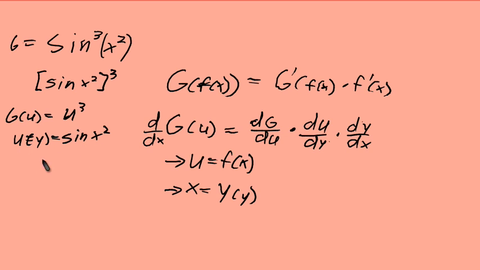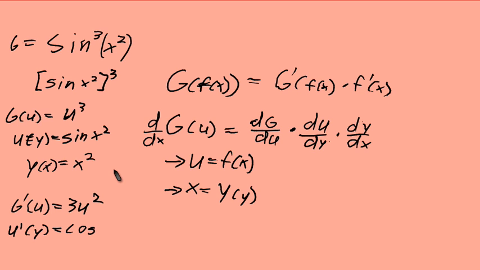Alright, so u of y equals sine of y. y of x equals x squared. Now that we have that, we need all our different derivatives. g prime of u equals 3u squared. u prime of y equals cosine of y. And y prime of x equals 2x.